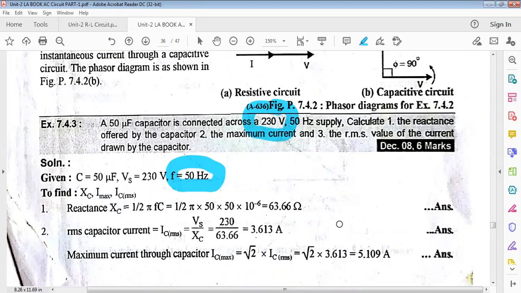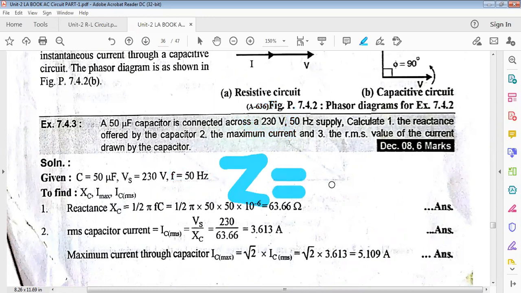And the current equation, if you get asked, then i of t equals Im sin 100 pi t plus pi by 2. Correct, plus pi by 2, because current leads voltage by 90 degree. Power factor is cos of 90 degree, which is 0. Isn't it?